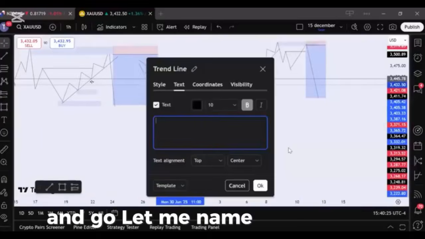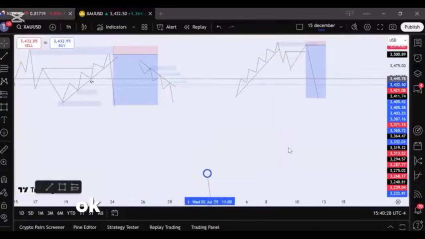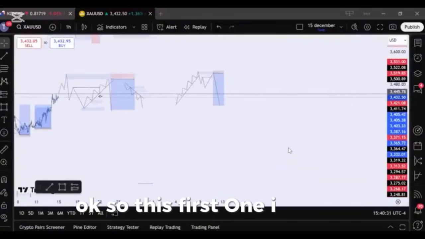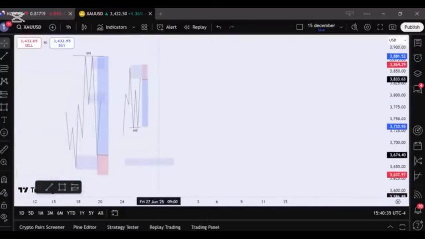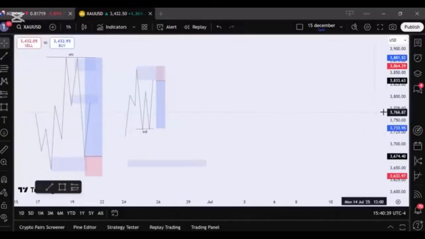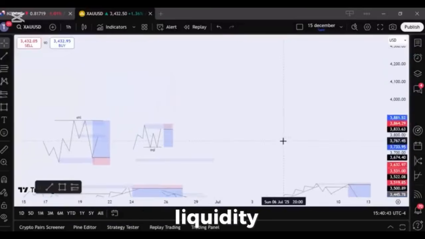Hang on, let me name these things, I'm sorry. So this first one I gave is trendline liquidity. This second one I gave is equal highs and equal lows liquidity. Then the third one is what you call ranging liquidity.